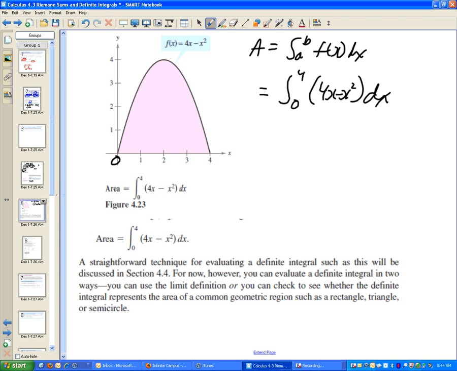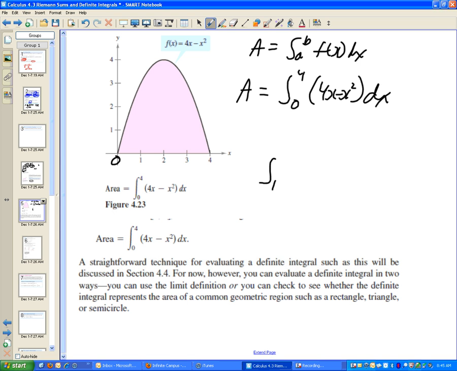Okay? And that integral represents the area of the region that's below the graph and above the x-axis. Or the book likes to say, or all the books like to say, bounded by f of x and the x-axis. Okay? In other words, its boundaries are f of x and the x-axis. Okay? Now, from that same graph, we could do this.